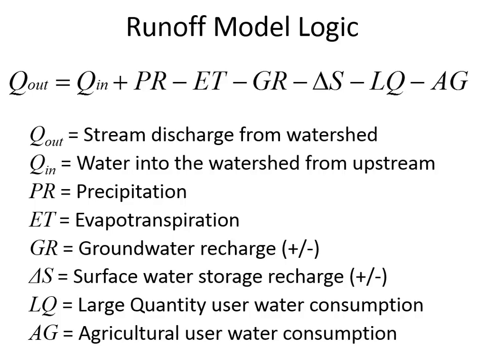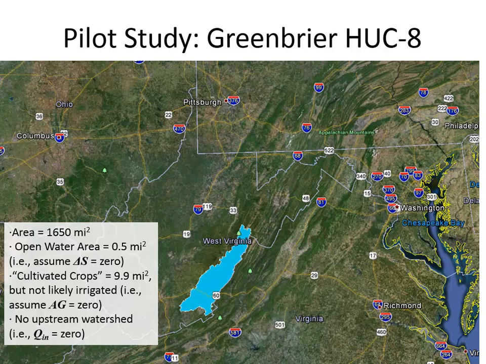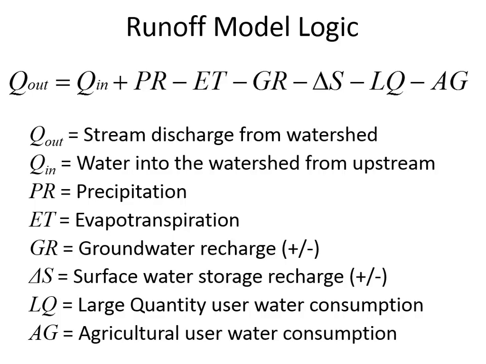And the same thing's true of surface water storage recharge. This particular watershed has very limited surface water. The open water area is 0.5 square miles. So there's not a lot in the way of lakes. In fact, there's no lakes of any consequence. I think that the majority of that open water area is just stream area. And because there's so little open water area, it would be easy to assume that surface water storage recharge is 0, because if there's no area, then there's really no surface water storage that needs to be kept track of.